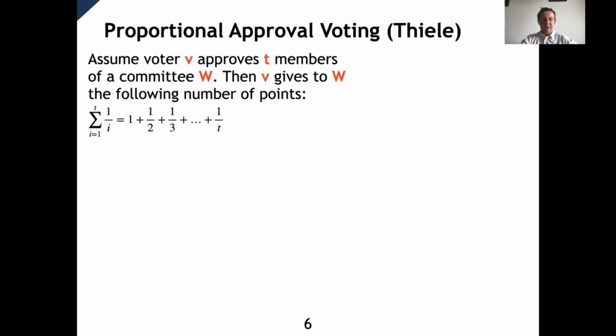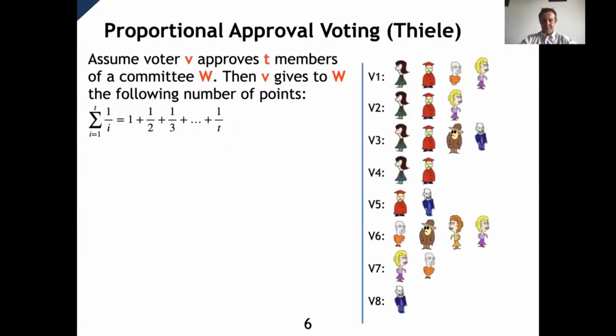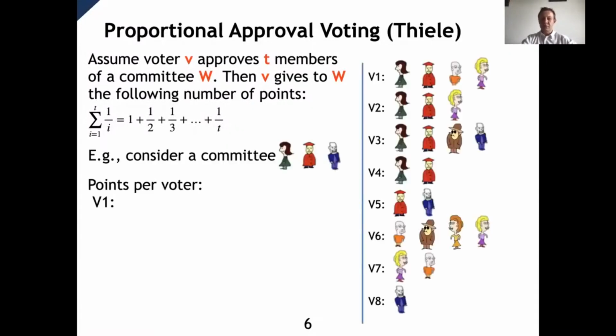So let's look how it works for our example. Assume that this is the committee that we want to compute the score of. We observe that the first voter approves 2 members of this committee, namely the green and the red one. So this voter assigns the score of 1 + 1/2 to this committee.